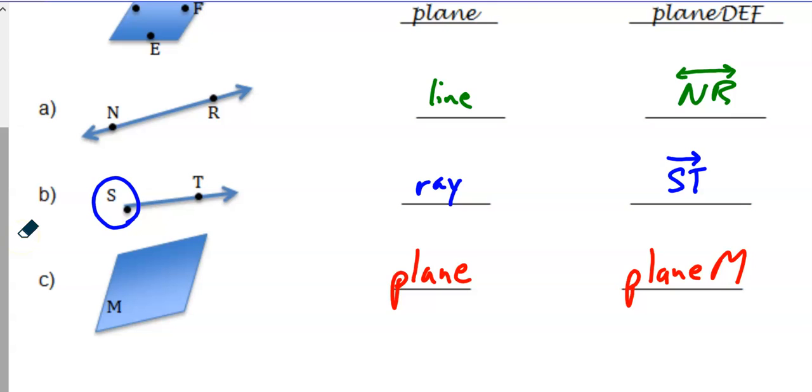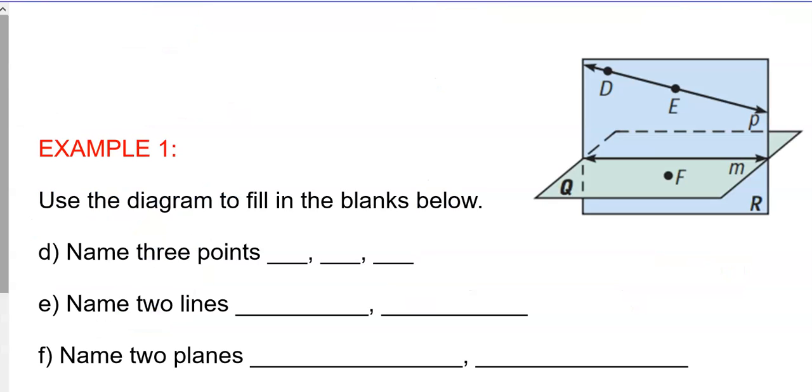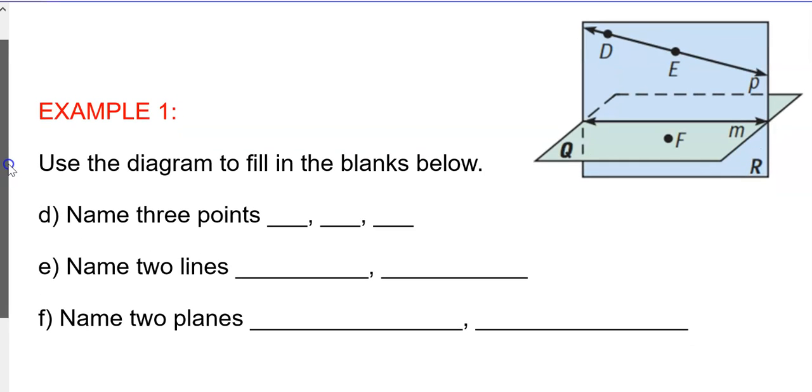Okay. All right. So I've got another example here. Now this is two planes put together. We have the plane here. I would call this plane Q. It's green. It's like a horizontal one cutting through this vertical blue plane, plane R. Okay. So I'm just asking you to find some of these examples here. And there are multiple answers for these.